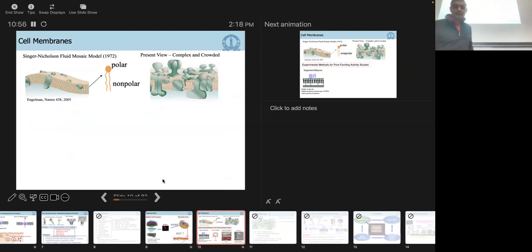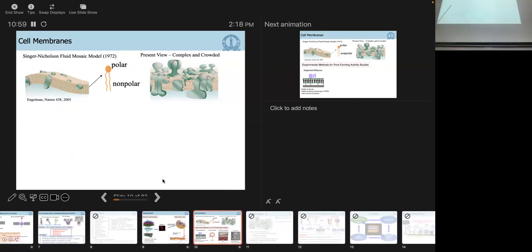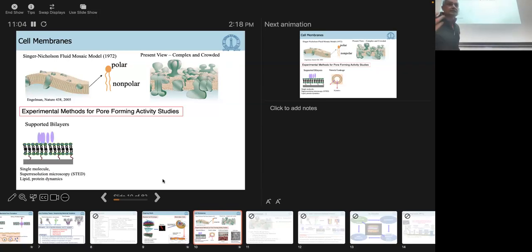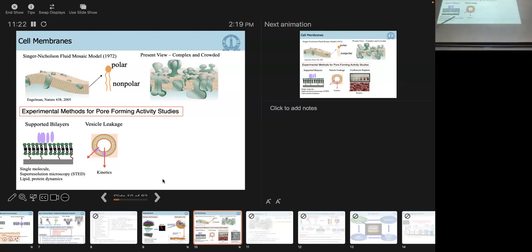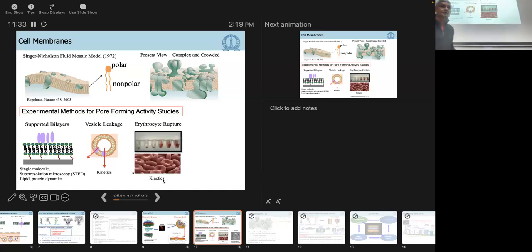So this is something all of you are familiar with. The basic cell membrane structure here, and the more complex view that is shown here. And we've looked at the experimental methods that we use, largely done by my collaborators in the experimental groups. We're looking largely at supported bilayers, where we do single molecule, single particle tracking, and super resolution STED microscopy, where we can now track lipid and protein dynamics. At a slightly larger scale, we also look at vesicle leakage kinetics. So here you can look at timescales in the order of minutes to see how the pores form and how leakage takes place. I'll talk to you about some of the experiments we've done in that space.